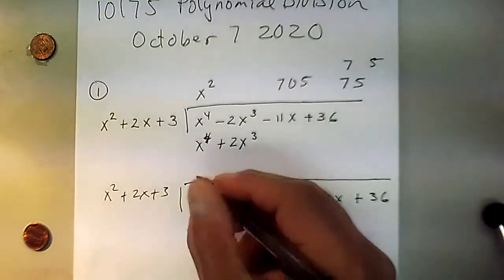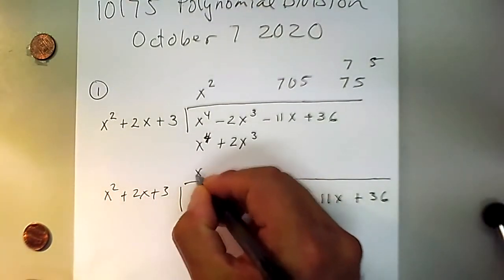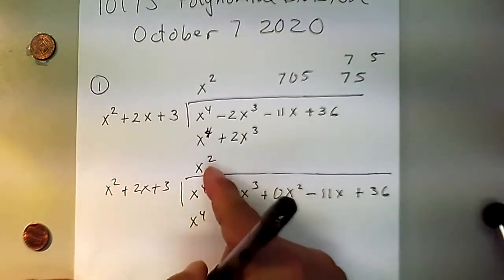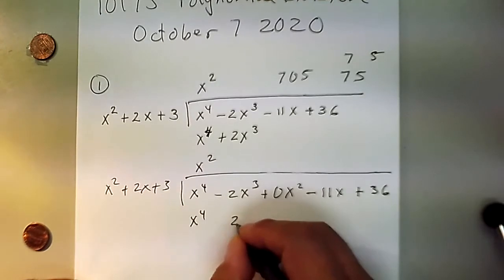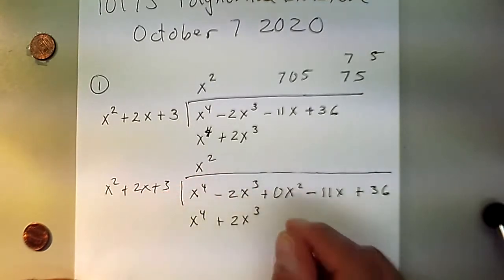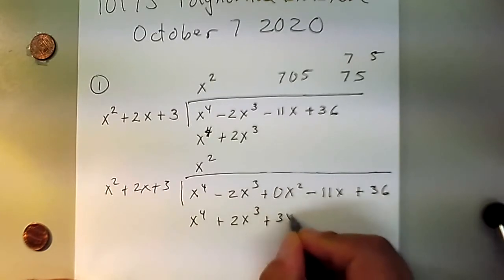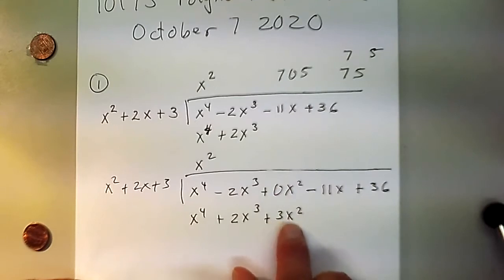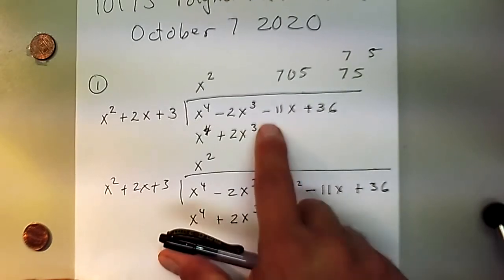Okay, so now let's go ahead and work through this. So x squared times x squared is x to the 4. X squared times 2x is 2x cubed. X squared times 3 is 3x squared. See, now there is a spot, a column that x squared belongs to. Up here, there wasn't one.